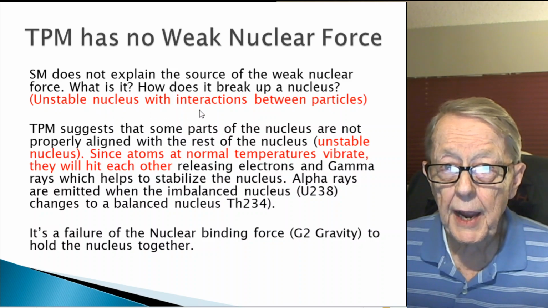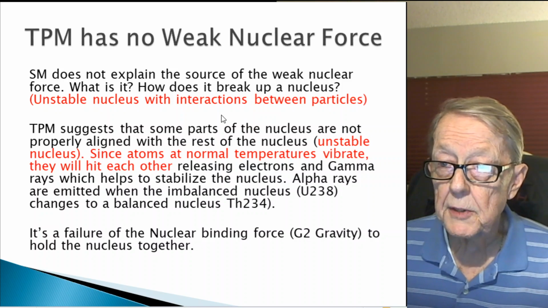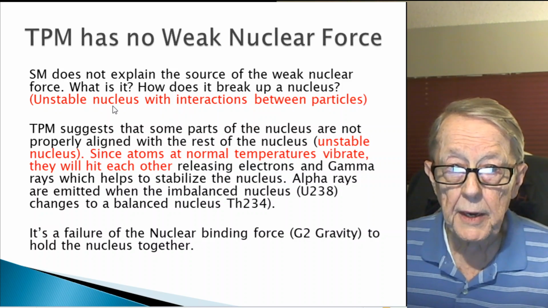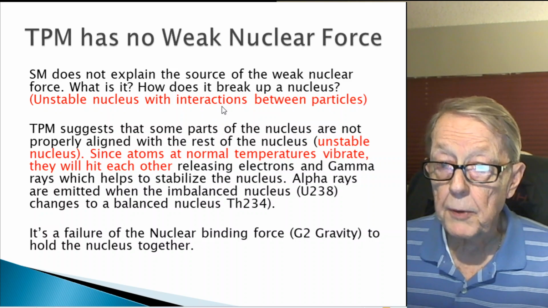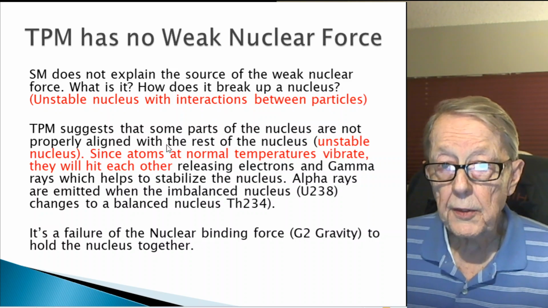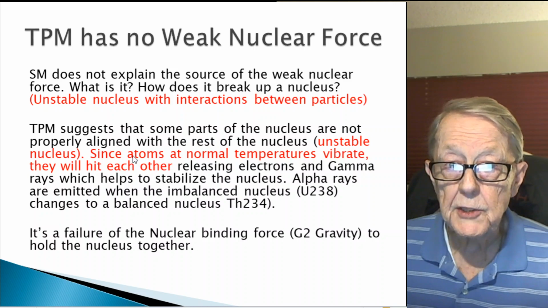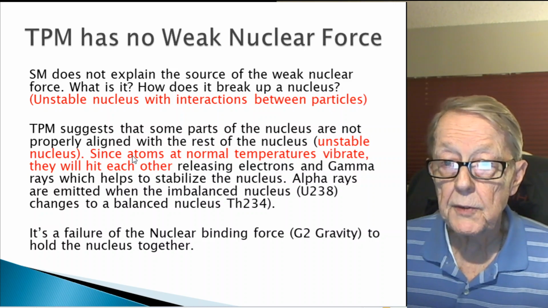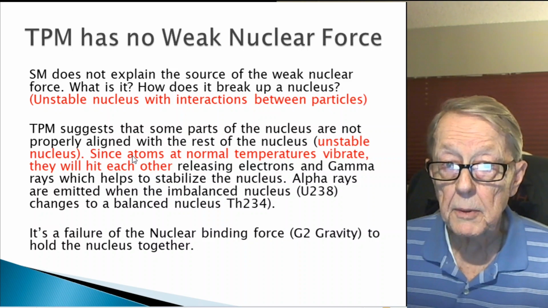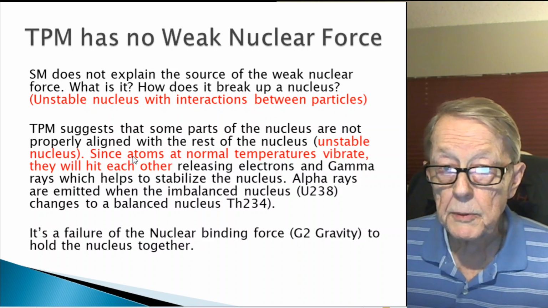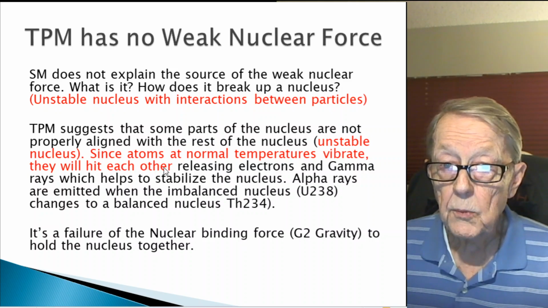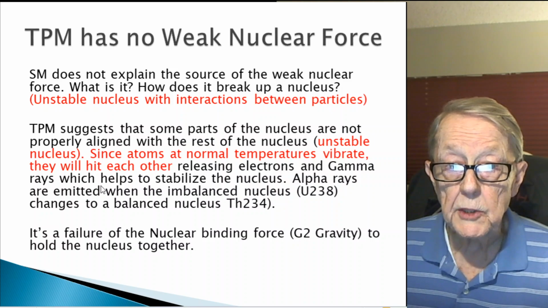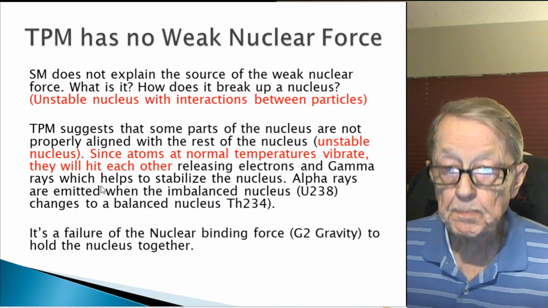Well, in a way they had what I consider the answer, but they don't clarify it that way. They claim it's an unstable nucleus with interaction between particles. I just regroup their own answer. The particle model then suggests that some parts of the nucleus are not properly aligned with the rest of the nucleus, hence unstable. Since atoms at normal temperature vibrate, they will hit each other. This is an interaction, releasing electrons and gamma rays, which helps to stabilize the nucleus.